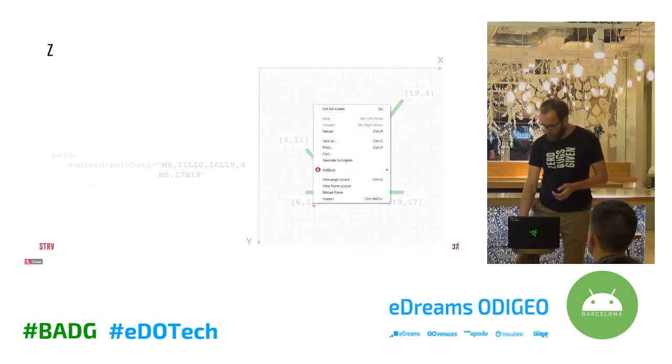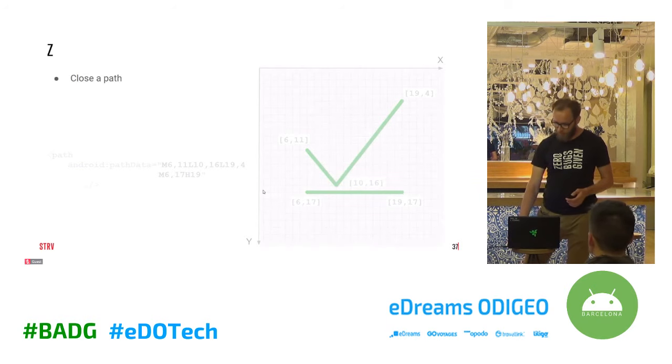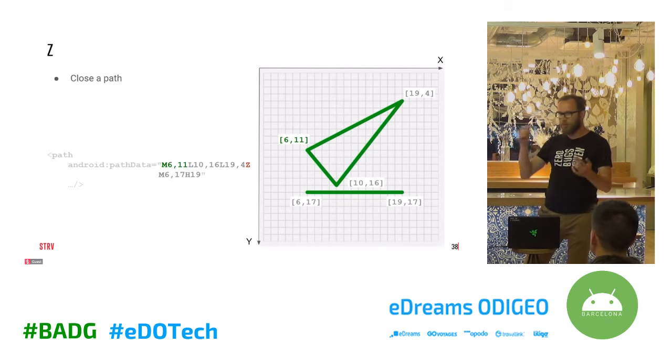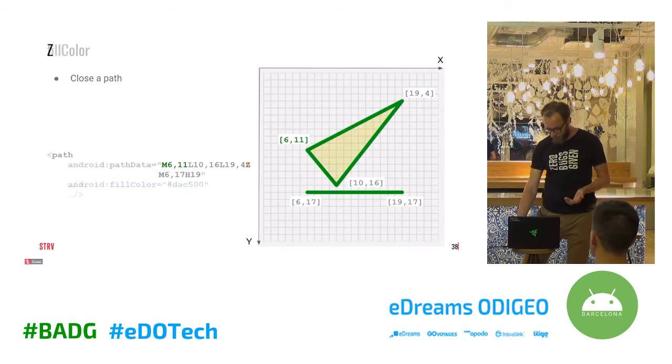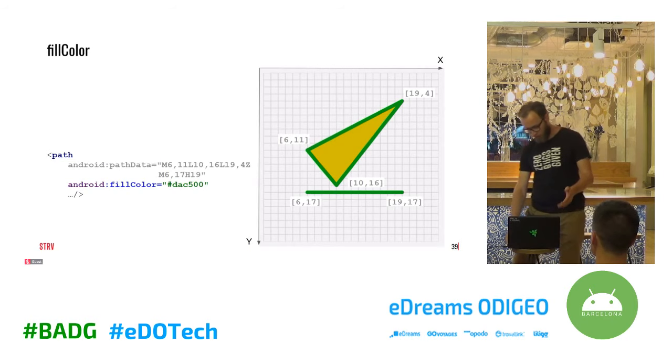Z. Oh, sorry. Z is to close a path. So here, with this example, after the first two lines that we draw, we can close a path, and that will go to the last M position we defined, which was the 611. And now we can, for example, fill it with some color of our choice.